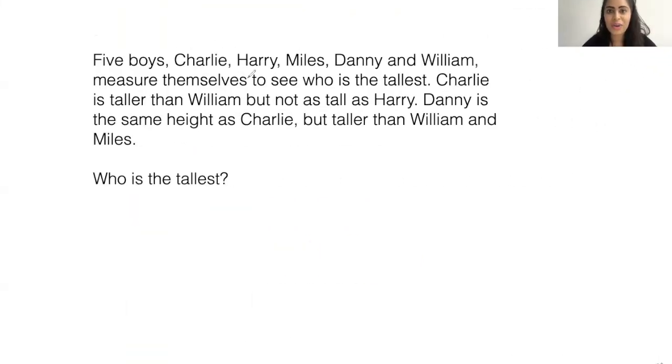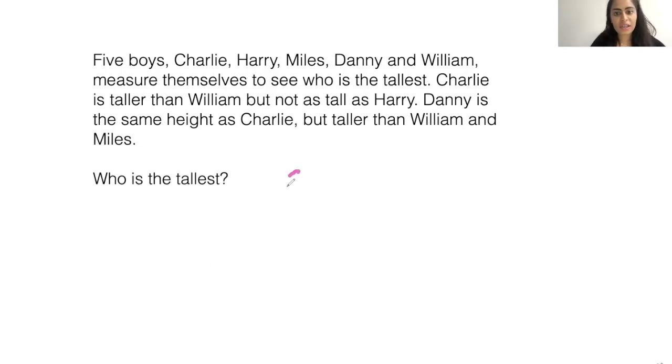Right, let's try question 2. 5 boys, Charlie, Harry, Miles, Danny, and William, measure themselves to see who is the tallest. Charlie is taller than William, but not as tall as Harry. Danny is the same height as Charlie, but taller than William and Miles. Who is the tallest? Okay, so let's write these names down as initials like the last question.